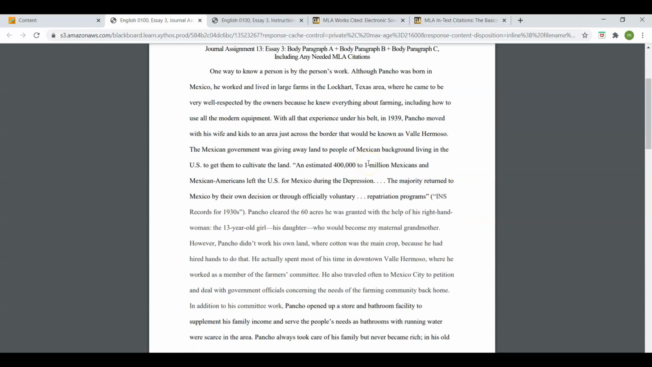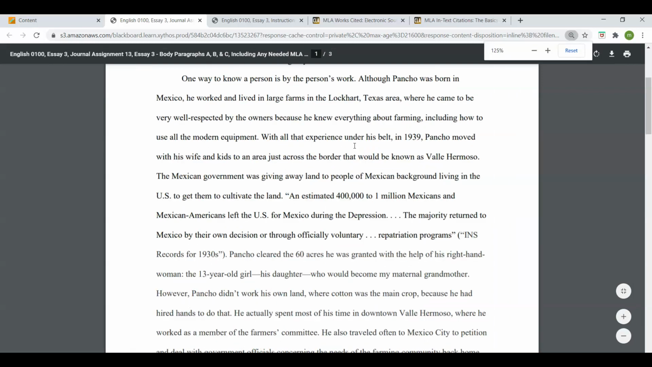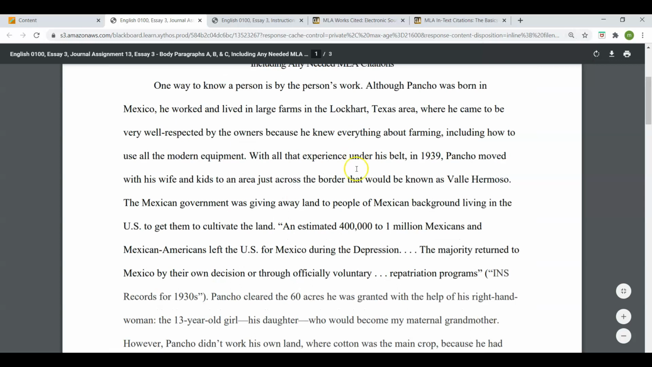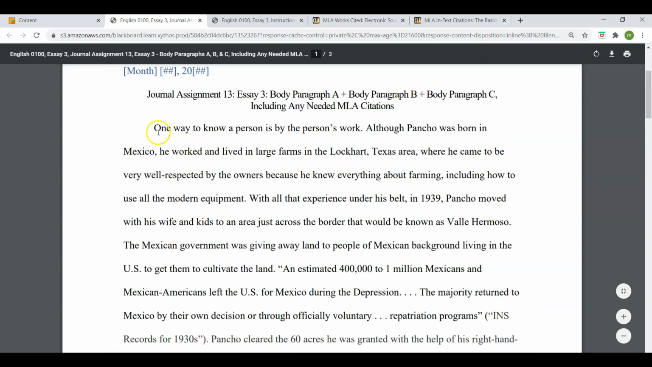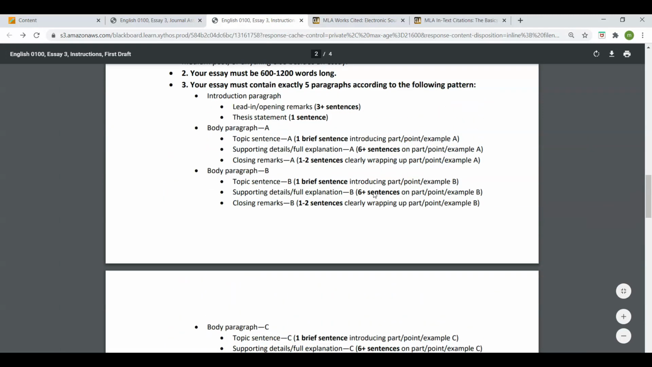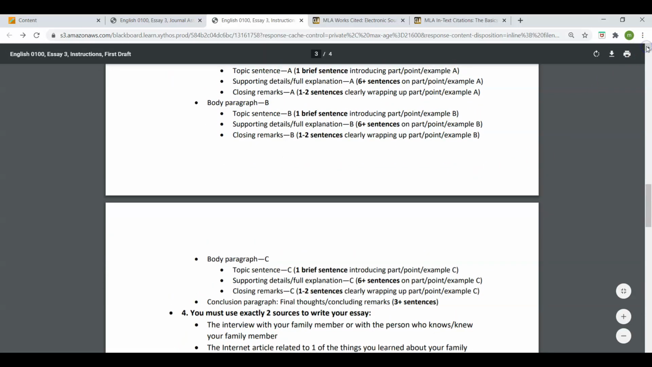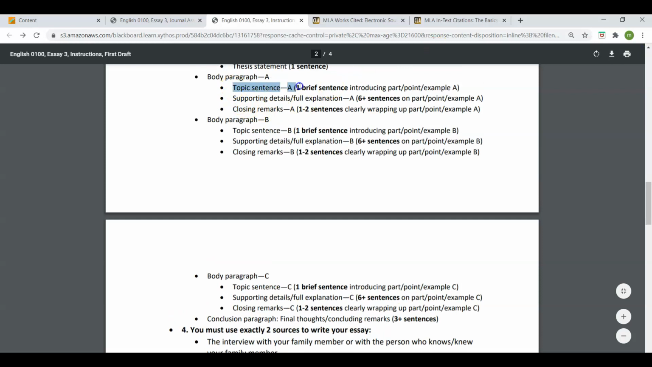So here is my journal assignment, the paragraphs for it. Let me make this larger. Okay. All right, that's really big right there. That's good. So here is my introduction. I'm sorry, I said that wrong, so let me go back over here. I want to emphasize the right thing. Here's body paragraph A. I said introduction, but that was the wrong word. My topic sentence, right? So my topic sentence.